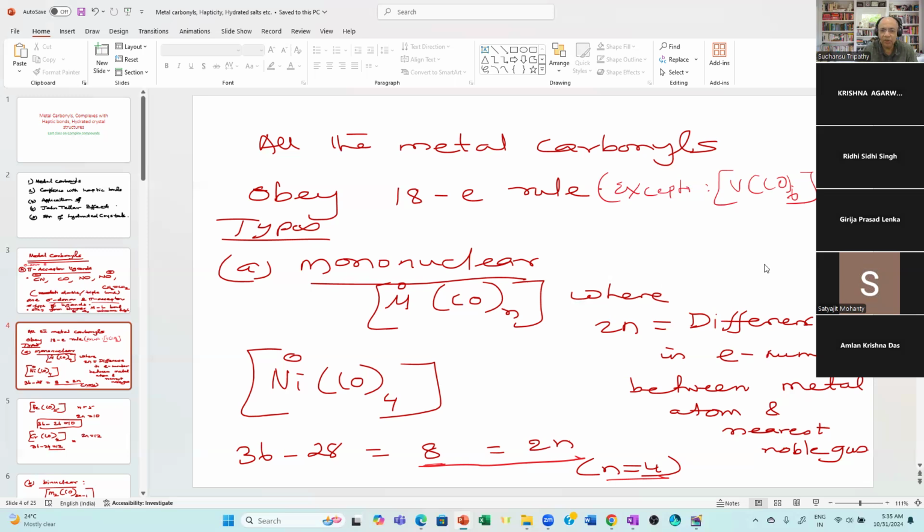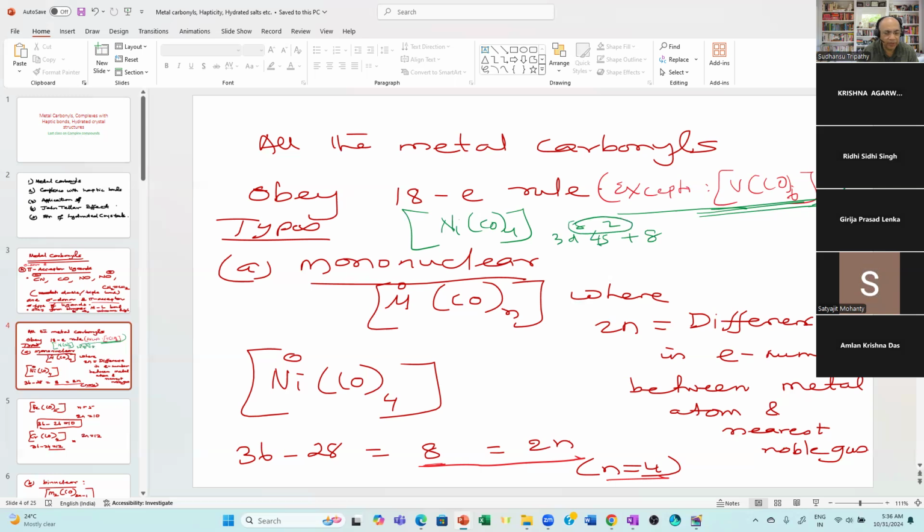For example, the exception is hexacarbonyl vanadium(0). It has 17 electrons. This is the only exception that has been noticed. But in most cases, the 18 electron rule holds. For example, nickel tetracarbonyl. Nickel is 0, so it is 3d8 4s2, plus 4 times 2 is 8.